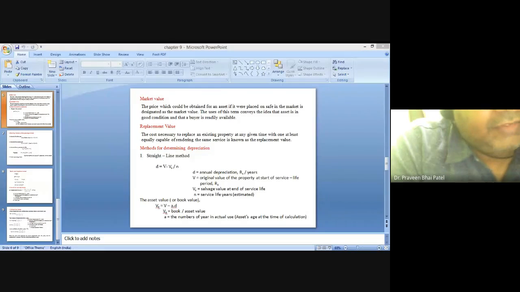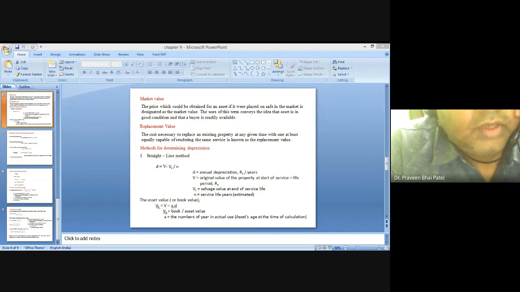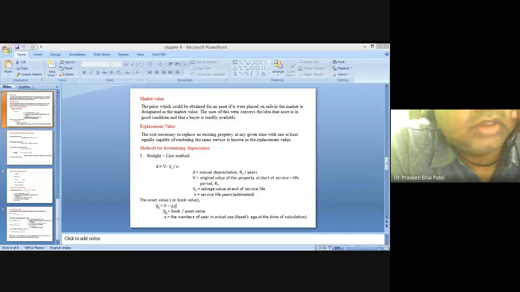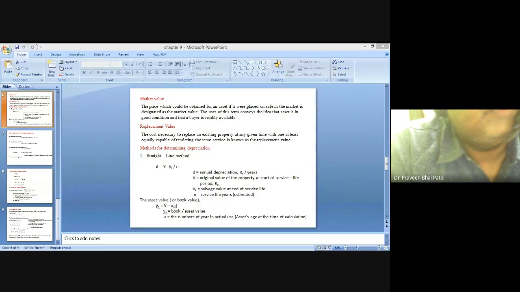So, as everyone knows, what is salvage value? Salvage value is the scrap value. Suppose, as I have told you, whenever we are purchasing anything, each and every item has a lifespan. So we have assumed that suppose the lifespan of a particular equipment or instrument is 10 years. Whatever value is left after 10 years is the salvage value of that product. We call it salvage value, or we call it scrap value also. So according to that, we are calculating our straight line method.